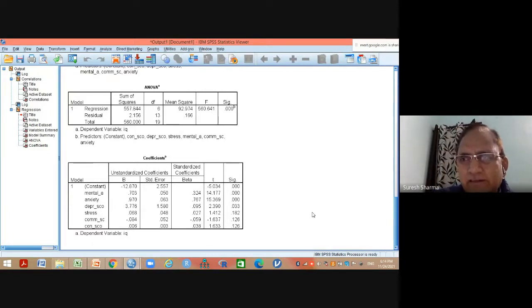Because in SPSS, there is an inbuilt procedure. That is called the stepwise procedure. And if I apply the stepwise procedure, they will automatically be thrown out of the model. Let's see, where is this?